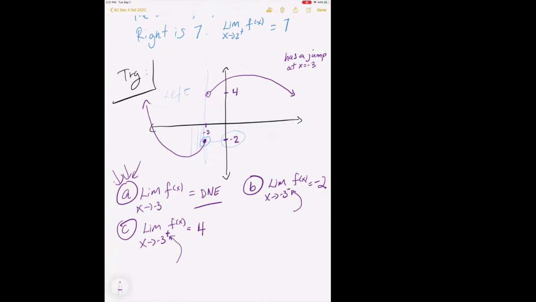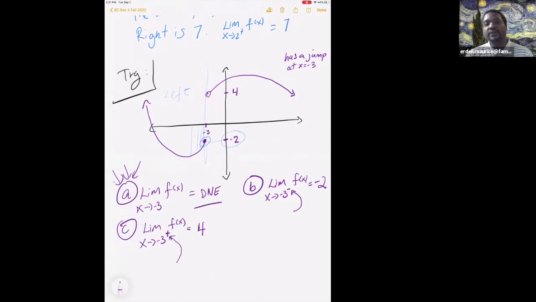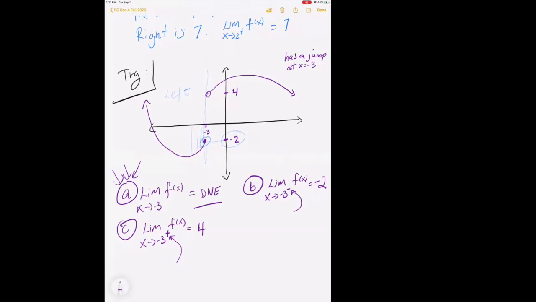So the left is positive and the right is negative? Opposite, the left is negative and the right is positive. Oh, okay. I see what you're talking about. Anybody else?